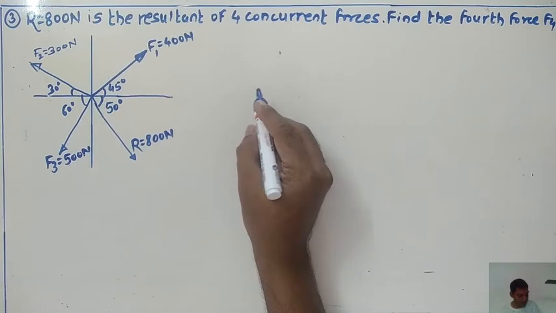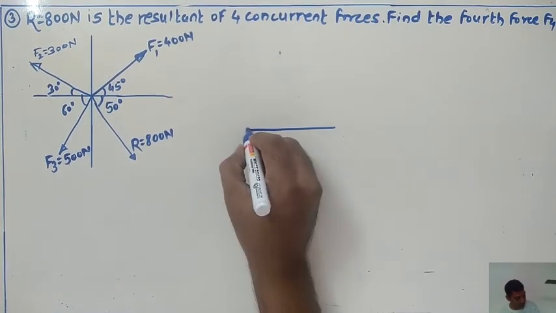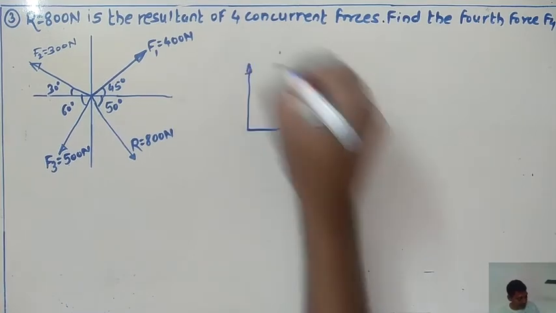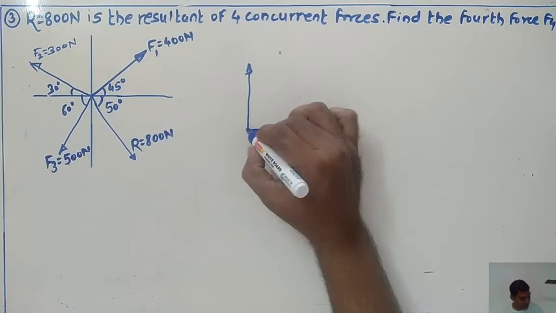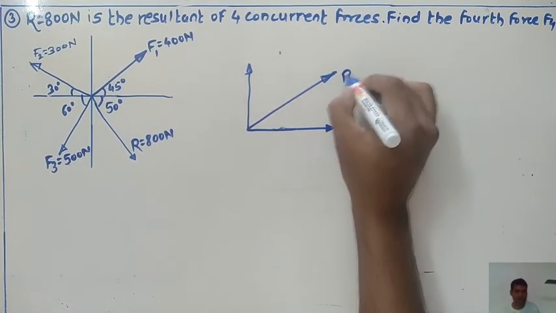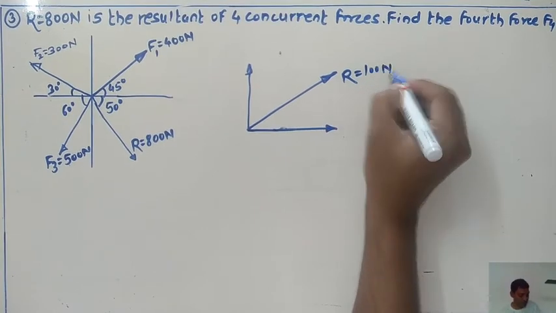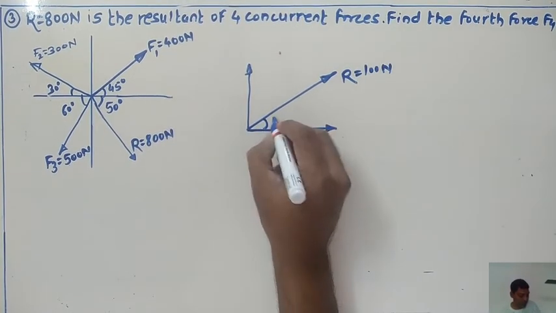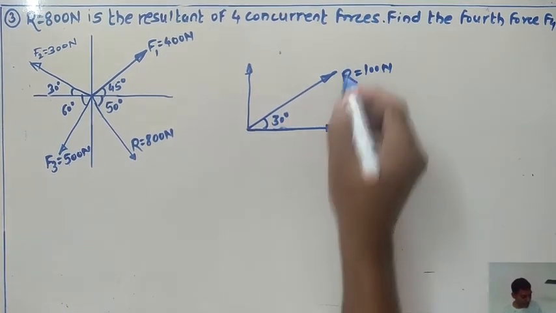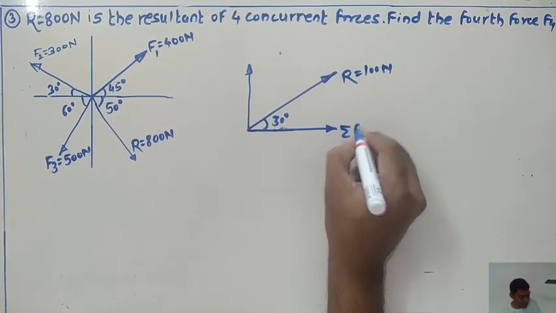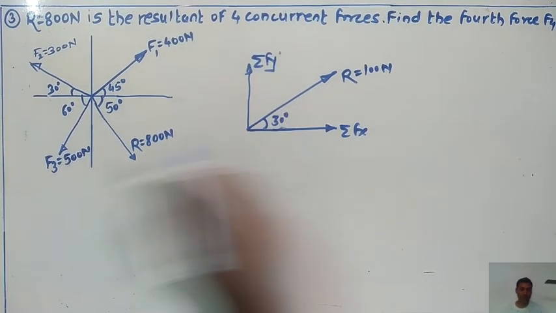So in this case, if you look towards the answers of the previous two problems, for our simplicity, let us consider the resultant R, whose magnitude, suppose, is 100 Newton as the answer. So this makes an angle 30 degree. So what's about the horizontal component of this one? Summation of Fx, and what's about this one? This indicates the summation of Fy.